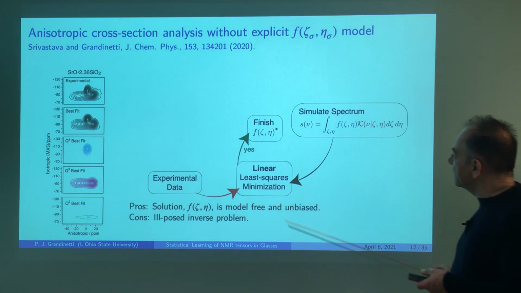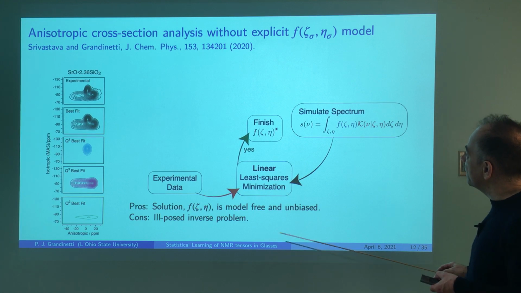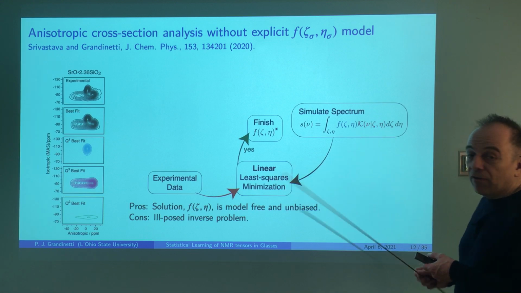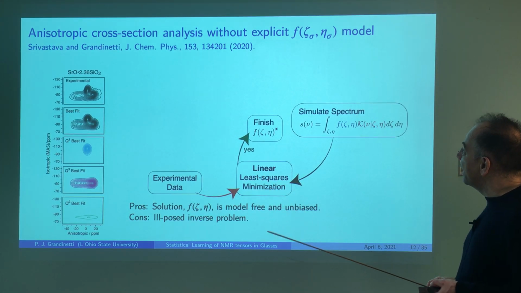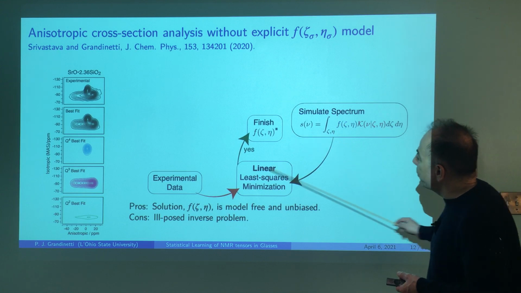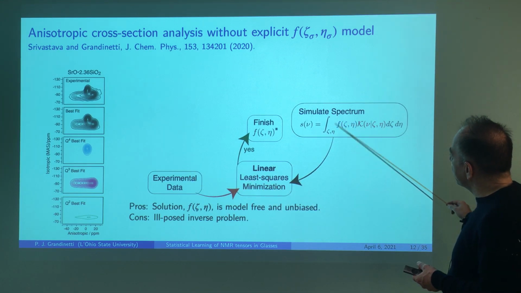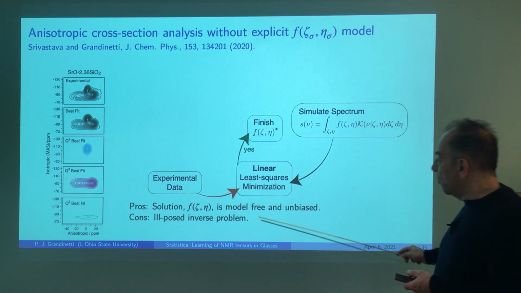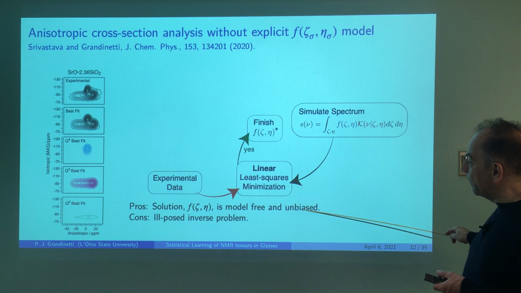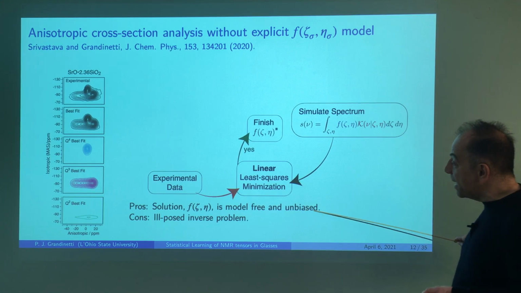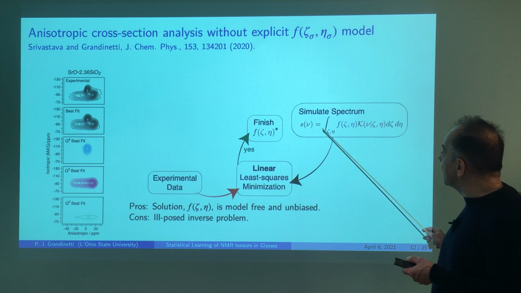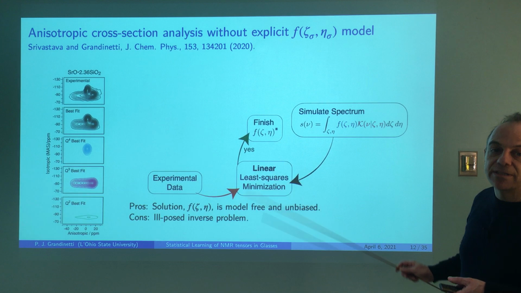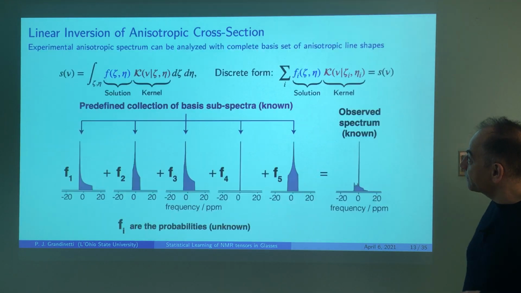And the way we've done this is as a linear least squares minimization, where we're building a kernel function of all the possible anisotropic line shapes, and we're trying to invert the experimental spectrum to get the distribution of parameters that leads to the experimental spectrum. So this approach, which I'll give you more detail on in a bit, is model-free and unbiased, but the problem is that this inversion, taking the spectrum to get these parameter distributions, is an ill-posed problem.